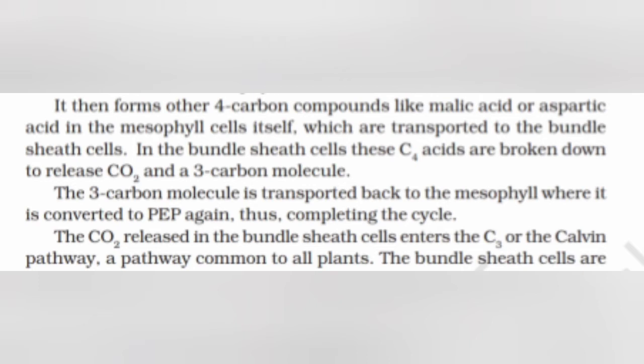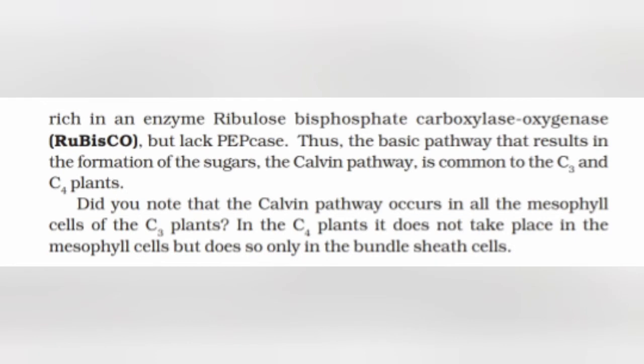The bundle sheath cells are rich in the enzyme ribulose bisphosphate carboxylase oxygenase, rubisco, but they lack PEPcase. Thus, the basic pathway that results in the formation of sugar, the Calvin pathway, is common to C3 and C4 plants. Did you note that the Calvin pathway occurs in all the mesophyll cells of the C3 plants, and in the C4 plants it does not take place in the mesophyll cells, but only in the bundle sheath cells?